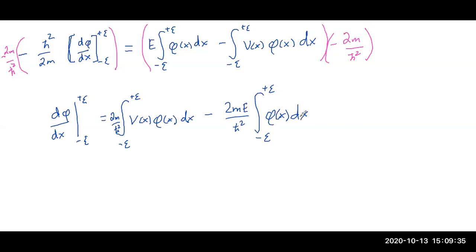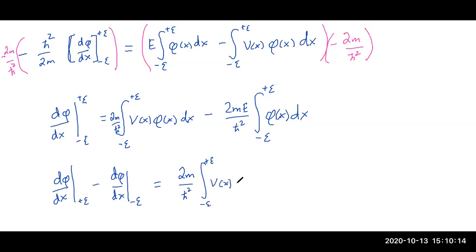So we say, that's nice. Now, let's write out this one just a little bit more. So this is the derivative of phi with respect to x evaluated at plus epsilon, minus the derivative of phi with respect to x evaluated at minus epsilon. This is equal to 2m over h bar squared, the integral from minus epsilon to plus epsilon of V of x, phi of x, dx.